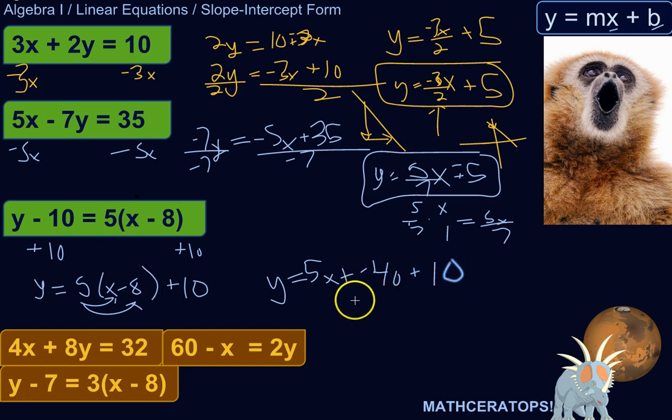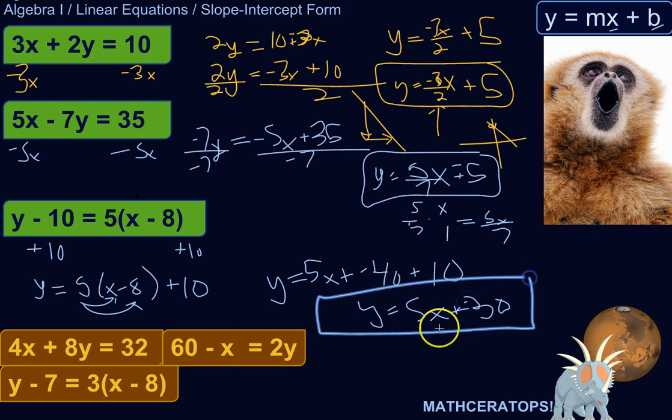So we can combine these like terms. So y equals 5x, negative 40 plus 10 would be negative 30. And let's make that a plus. So plus negative 30. So y equals 5x plus negative 30. Slope would be 5. Y-intercept would be negative 30.